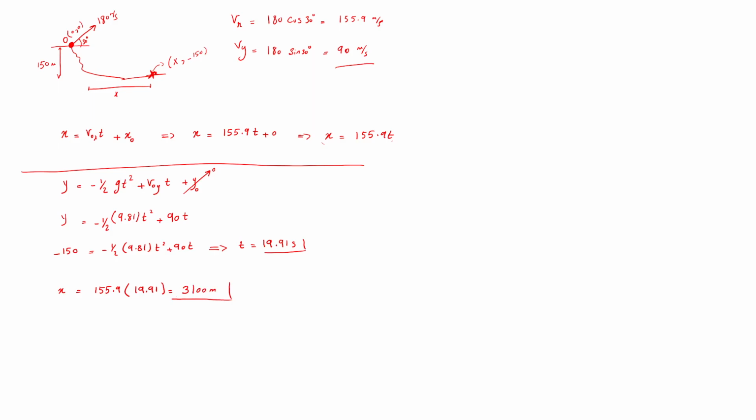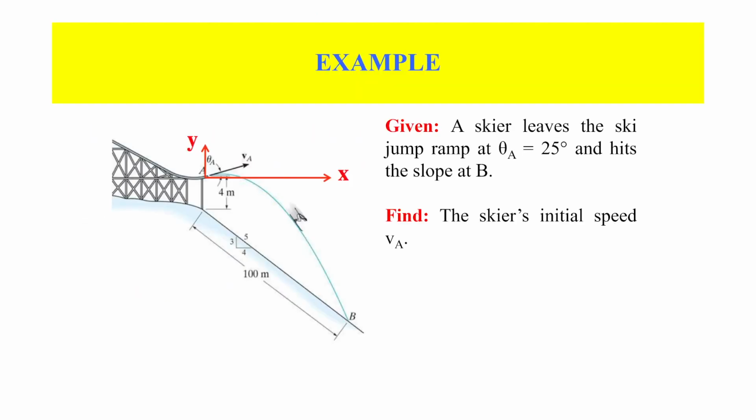For part B, we have to find the maximum elevation of the projectile above the ground. Again, this is the cliff, this is the initial position, and this is our setup of the origin. This is 150. We have to find the maximum elevation. Can we say the maximum elevation happens when the velocity along the y-axis becomes 0?